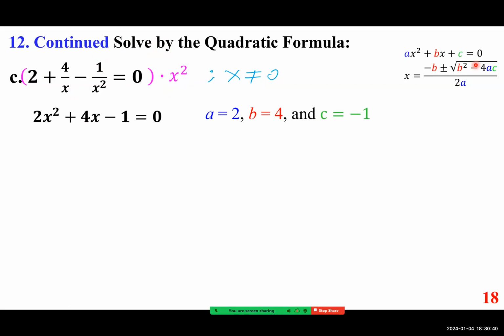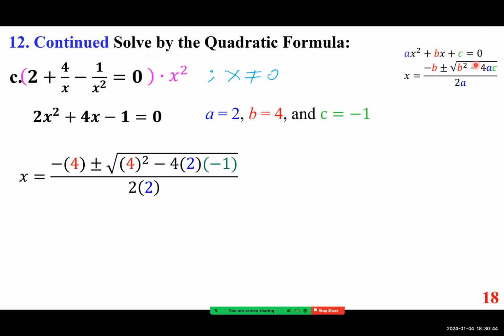Plug it into the quadratic formula. Minus b, minus 4, plus or minus the square root of b squared, 4 squared minus 4ac, 4 times 2 times negative 1, over 2a, or 2 times 2. And let's simplify.